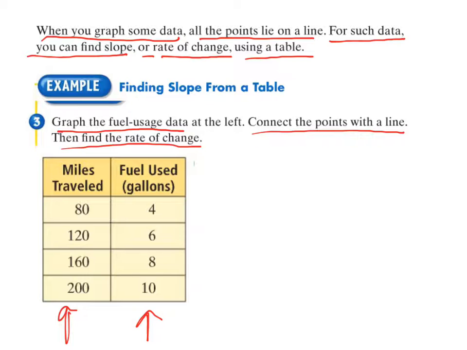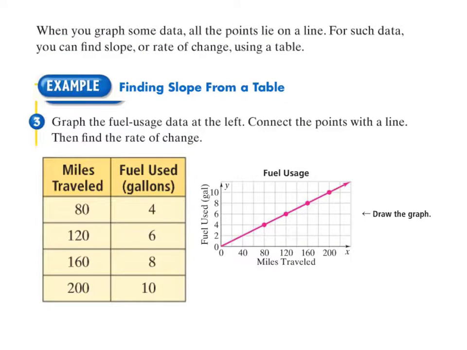So understand the table. This is miles traveled, and this column is fuels used. So how many gallons of fuel are used when you travel 80 miles? 4 gallons. If you travel 120 miles, 6 gallons. 160 miles, 8 gallons. 200 miles, 10 gallons. Now, if we plot this point on a graph, the graph will look like this. All the miles traveled on the x-axis and the fuel used on the y-axis.